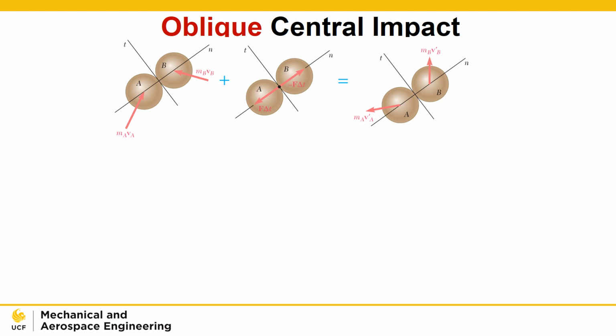Now let us look at oblique central impact. When the velocities of two colliding particles are not directed along the line of impact, it is called oblique central impact. Recall that the line of impact is the line joining the mass centers of the colliding particles. Therefore, this is our line of impact. The common tangent, which is perpendicular to the line of impact, is called the plane of contact.